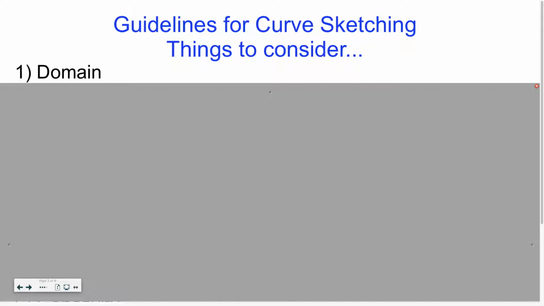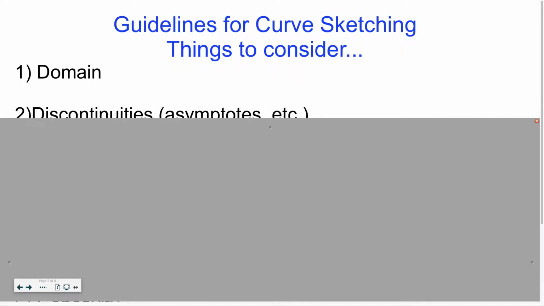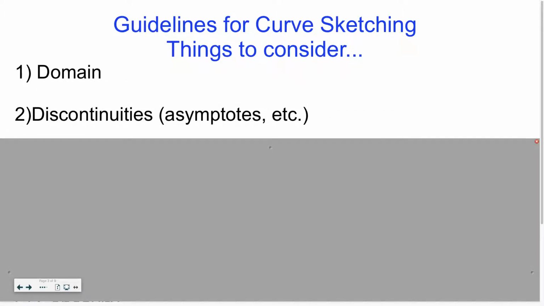Okay. If there are places where your domain isn't there, we need to be aware of any discontinuities. Okay? So are there any discontinuities? Are you going to have a hole? Are you going to have any asymptotes? Okay. Really, the biggest thing is going to be this right here.